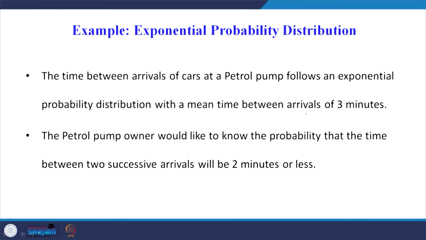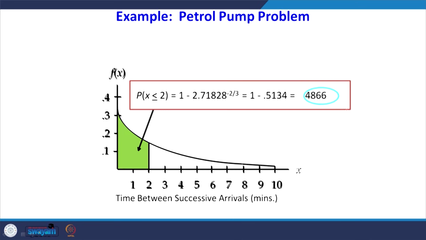The time between arrivals of cars at a petrol pump follows an exponential probability distribution with a mean time between arrivals of 3 minutes. See that it is the mean time between arrivals. So, the mean is 3 here. The petrol pump owner would like to know the probability that the time between two successive arrivals will be 2 minutes or less. So, the x value is less than or equal to 2.